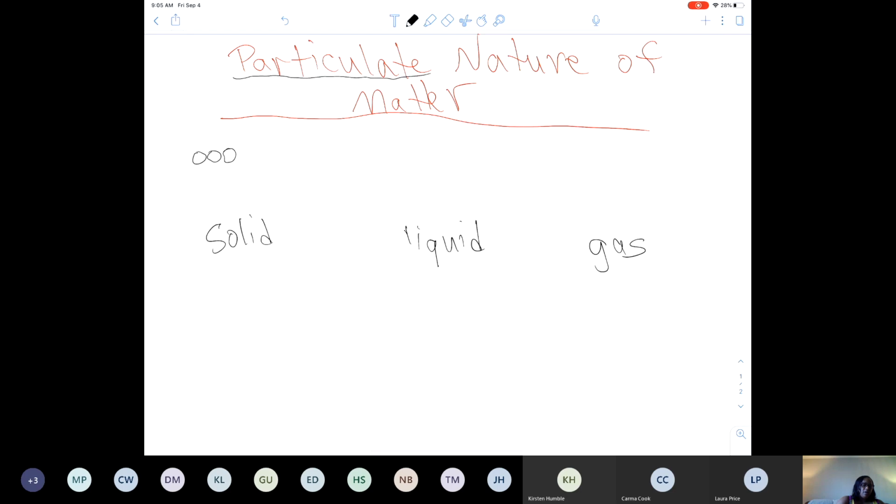those particles are arranged in a structured, ordered pattern. They have a regular repeating pattern. So they're in this structured, ordered format. And they are very, very close together. They are touching. And so the particles are touching. And so they have no freedom of movement.